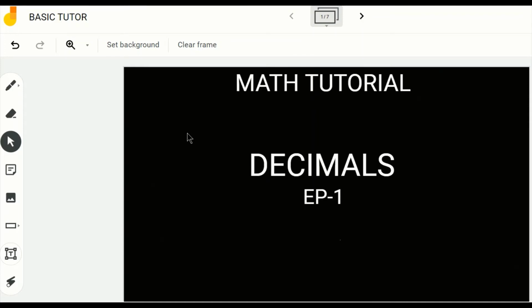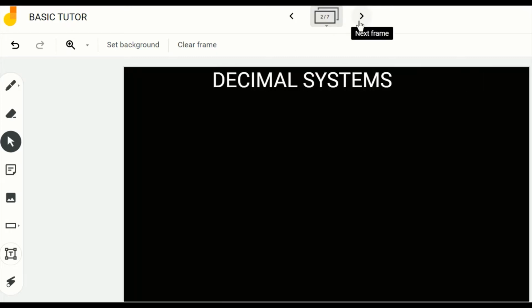This is our first series on decimals. So we shall be showing you different ways that we can solve questions involving decimals. Before we start, we have to look at decimal systems. What are decimal systems? Decimal system is a place value system which is based on the power of 10.